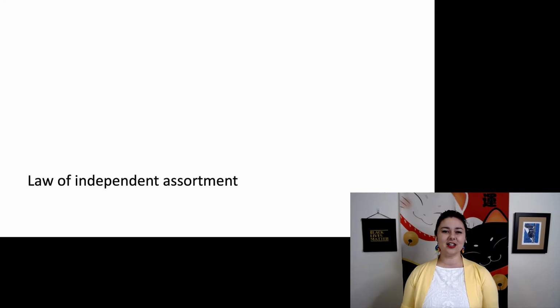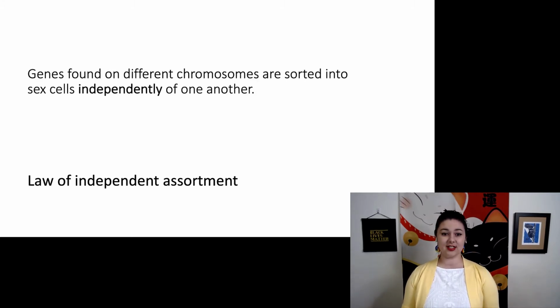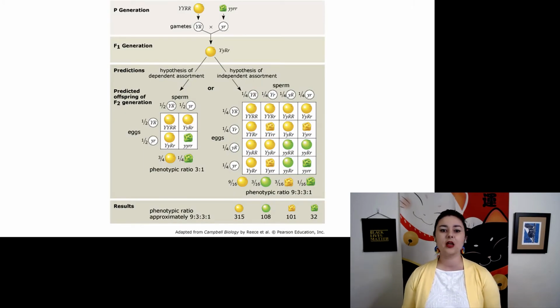The second law is the law of independent assortment. This one says that genes that are found on different chromosomes are sorted into sex cells independently of each other. What he's saying here is that different traits or different genes are independent. So to look at this, now we want to look at two different traits and see how they assort with each other. So now we're looking at seeds, both their color and their shape. Are they round or constricted?